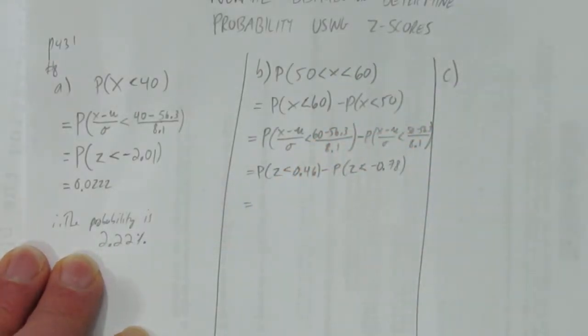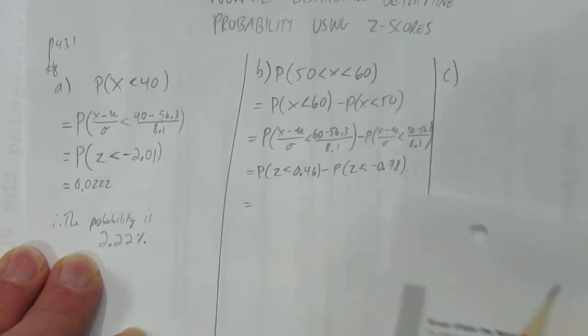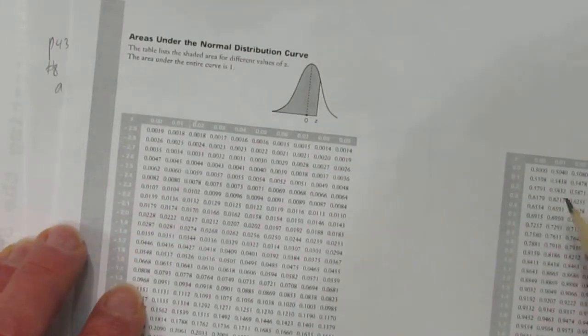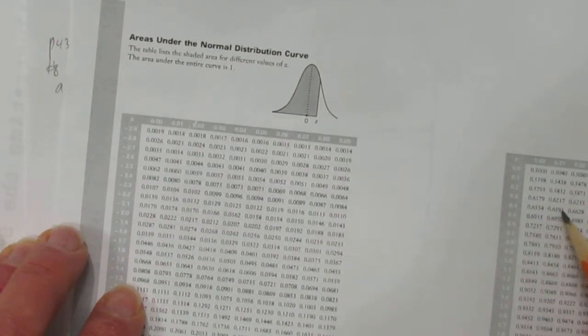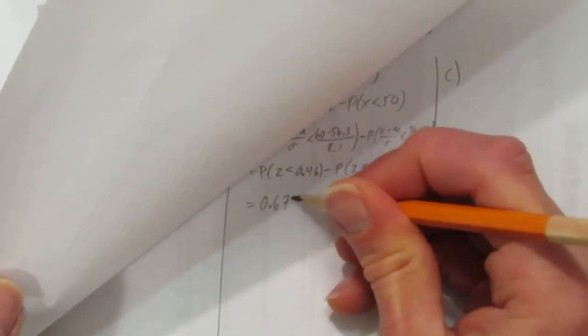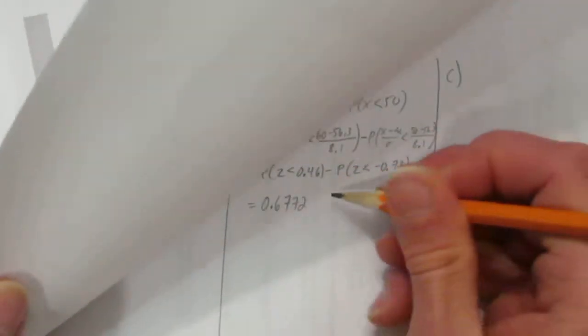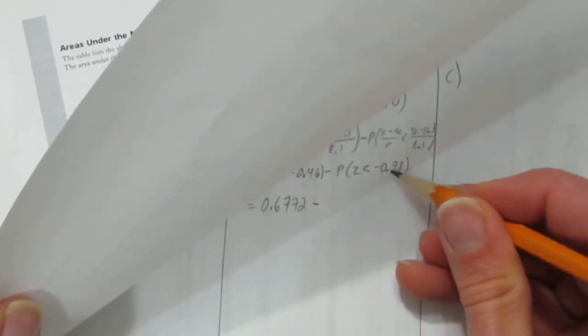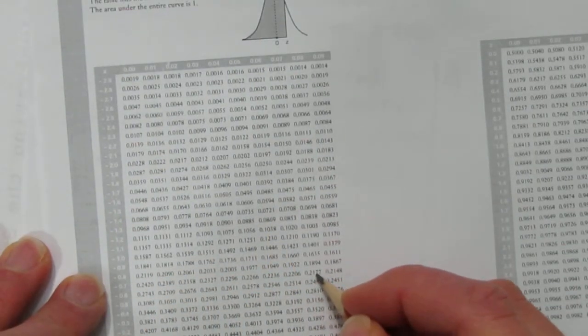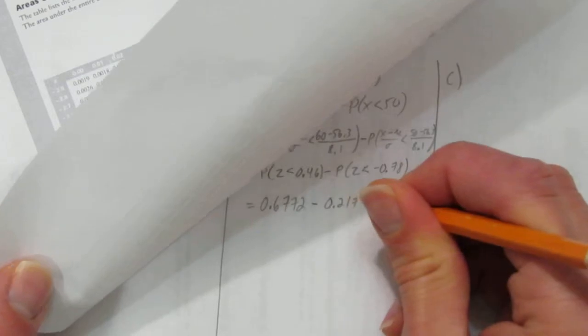Let's look them up. First one, z being less than 0.46. These are the negatives, so I want the positives. 0.4, and then go out to the 6th column. You get 0.6772. You see that? Minus, and now we want to look up a z-score of negative 0.78. So negative 0.7 and all the way out to the 8th column, and you get 0.2177.